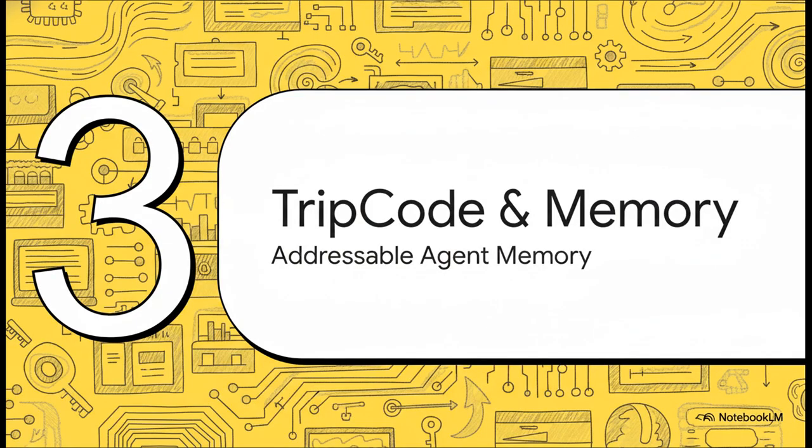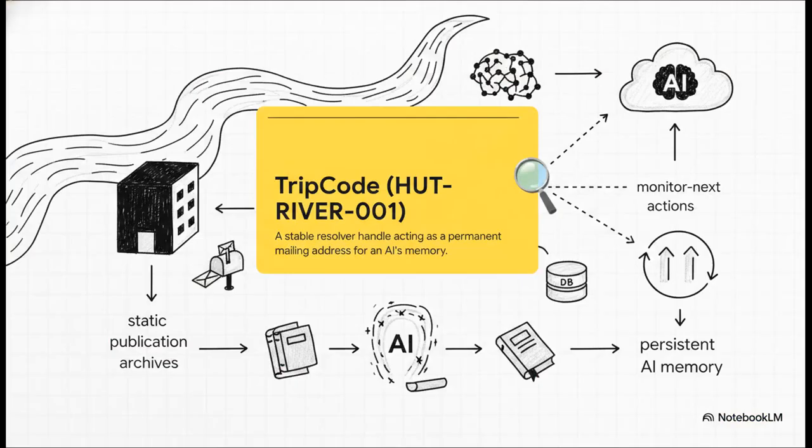All right, Part 3, Trip Code and Addressable Memory. Now we're getting into the technical jargon that makes this entire system tick, signaling a major paradigm shift in how AI actually recalls information. So a trip code, like the specific HUT River 001 you see in the demo, is a stable resolver handle. Think of it as a permanent mailing address for an AI's memory. It acts as a rock-solid handle, connecting the article memory, the river context, the MongoDB fit, and all monitor next actions. Instead of the AI trying to reread everything you've ever provided every single time, it simply looks up this stable address. It's a real game changer.